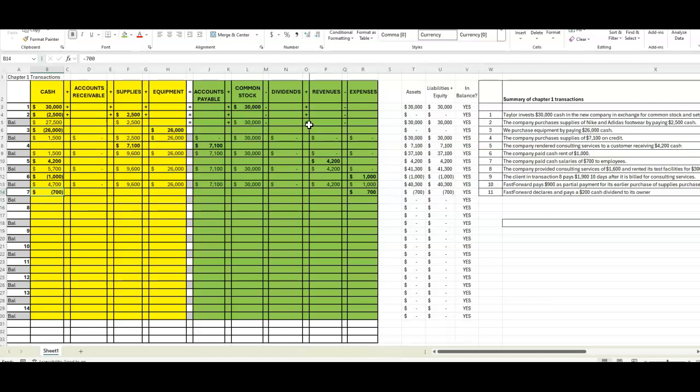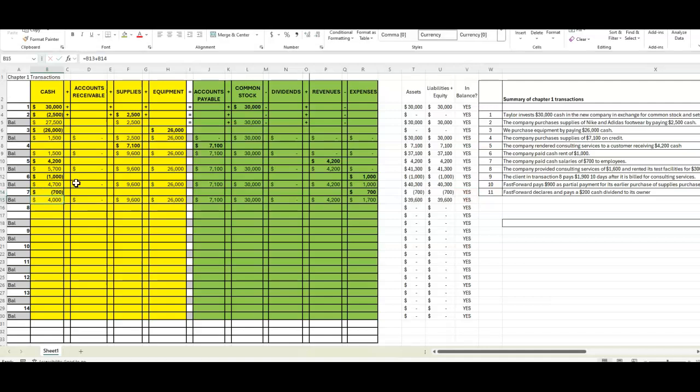Let's just pretend that I forgot and I put this in as a positive number, and you'll see this doesn't balance, and the totals in my accounts won't balance either. We're off. I hope you understand that. We need this side, the yellow side, to balance with the green side.